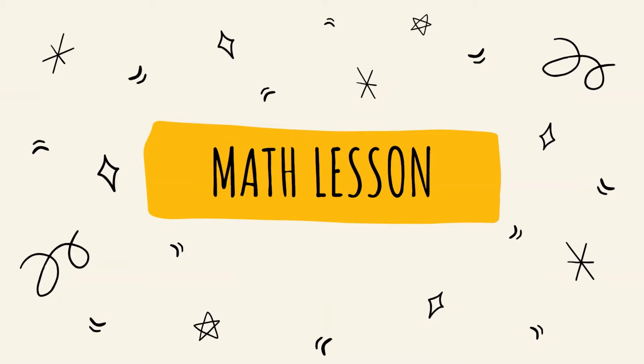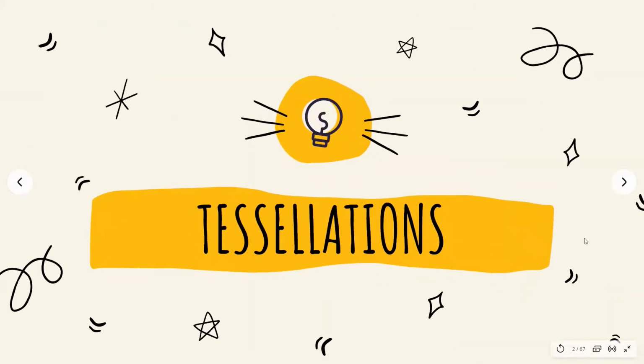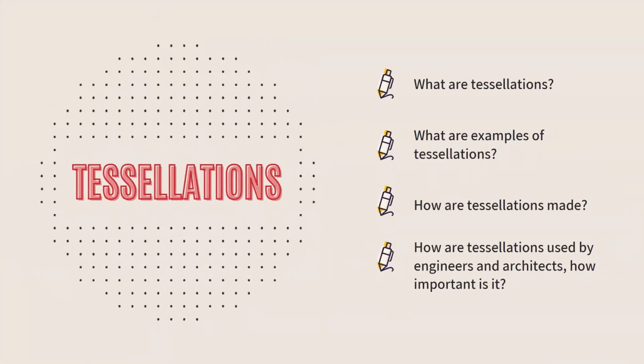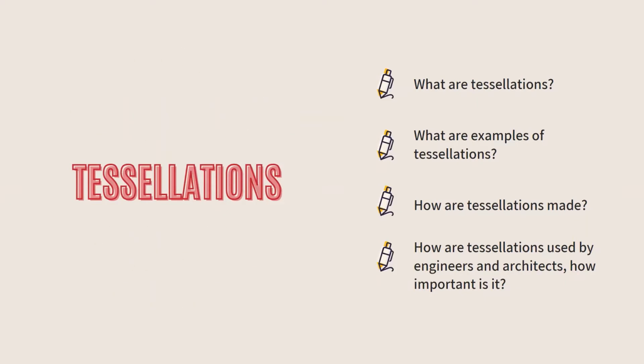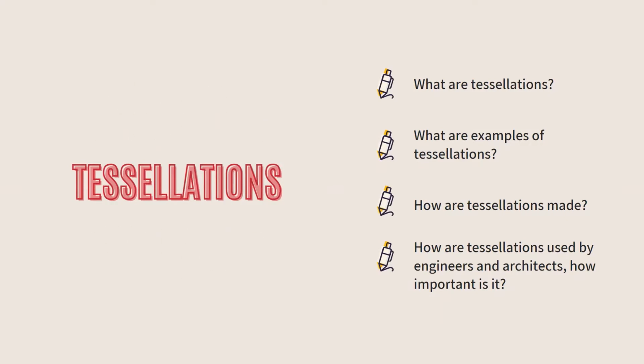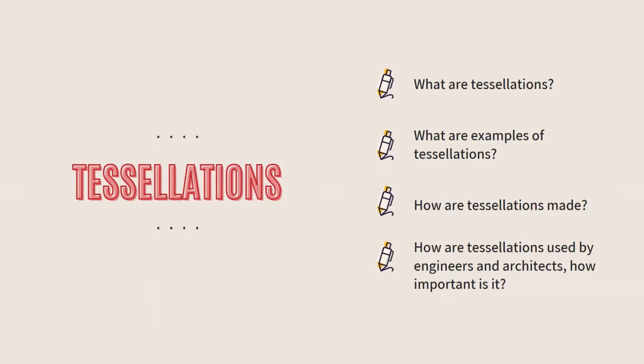You probably clicked on this video because you don't want to read books about tessellations and would rather listen to someone explain it for you. Well, you've come to the right place. In this video we will be talking all about tessellations and we will be focusing on four main questions. First, what are tessellations? Second, what are examples of tessellations? Third, how are tessellations made? And lastly, how are tessellations used by engineers and architects, and how important is it?